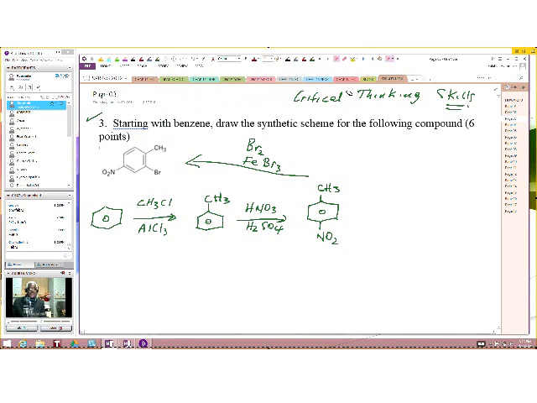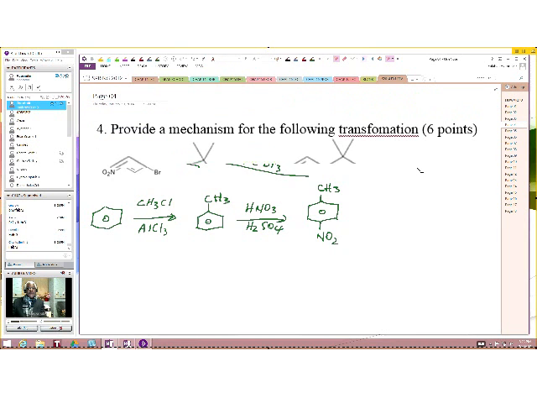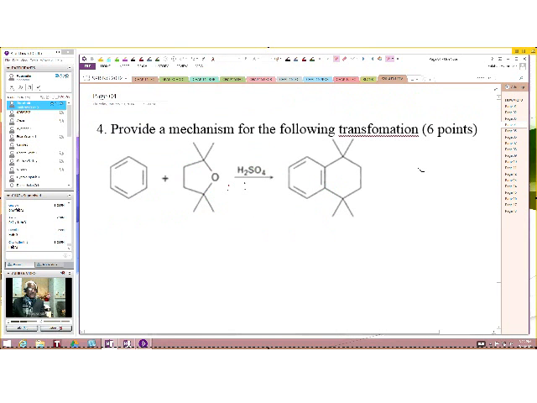Okay, so let us go to the next one. I think we are moving right along. Hopefully, we will be out of here in about 1 hour.